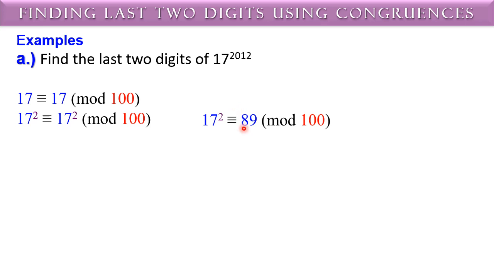Since the ones digit of our remainder is not 1, we need to proceed to the next power, which is 3. 17 cubed is congruent to 17 cubed modulo 100.